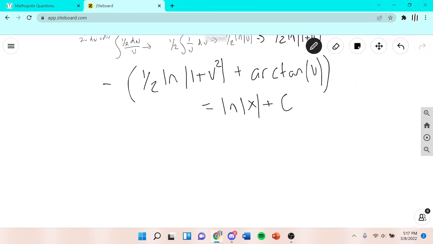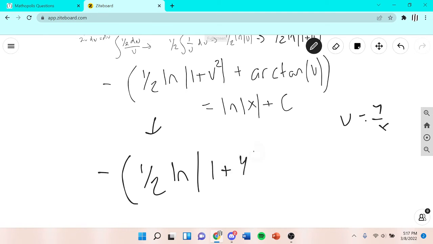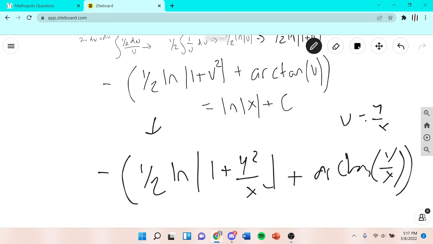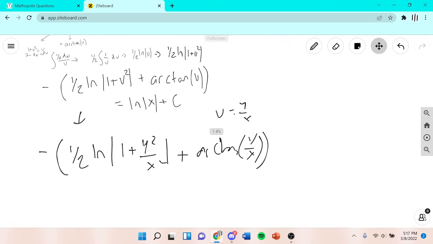Because we know that v is equal to y over x, we could just say negative half ln of 1 plus y squared over x squared plus arctan of y over x. That's equal to ln x plus c. Technically it's absolute value, yeah.